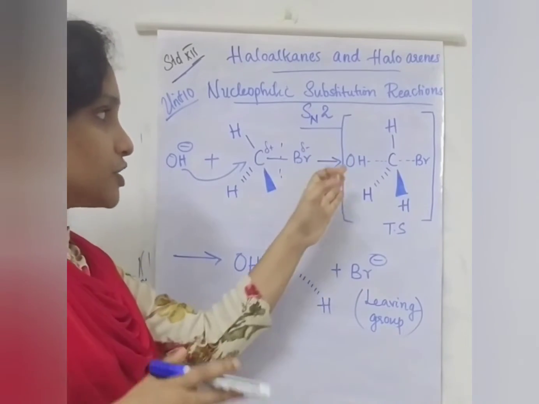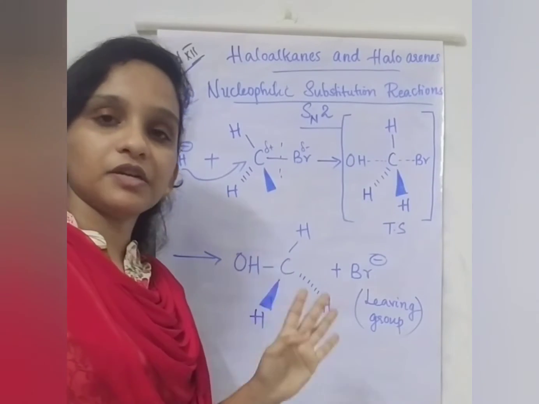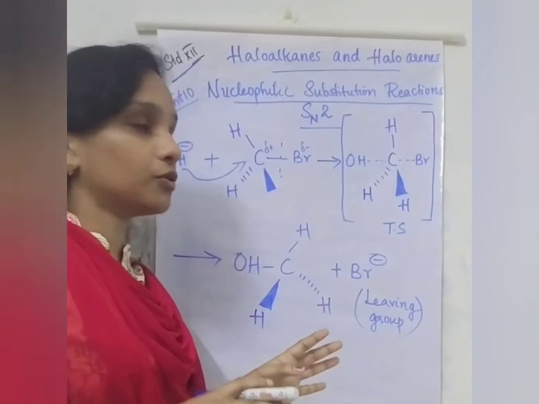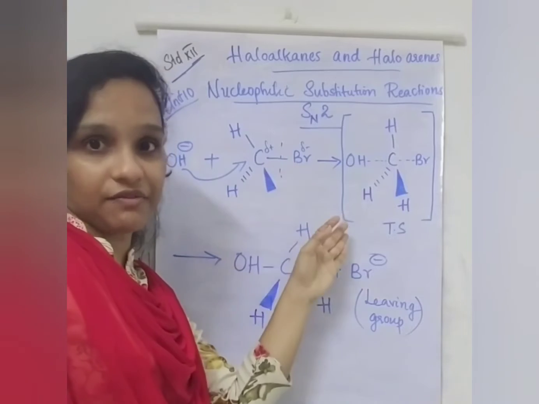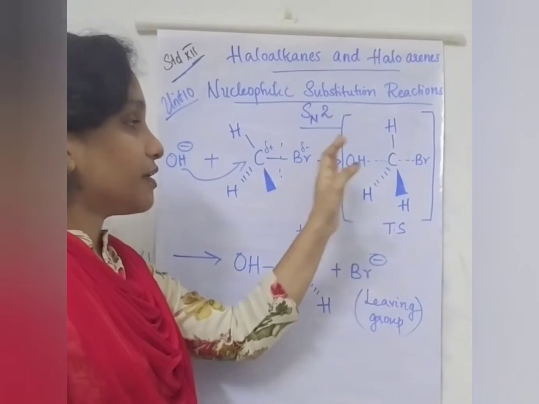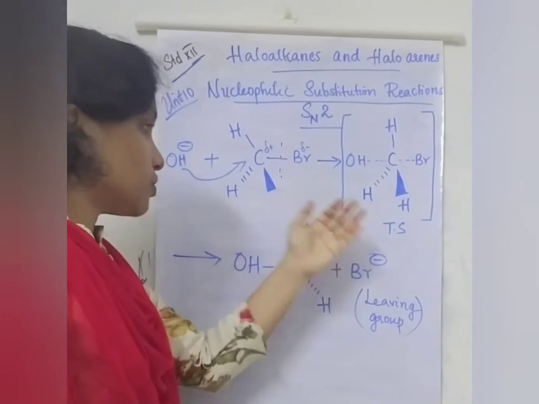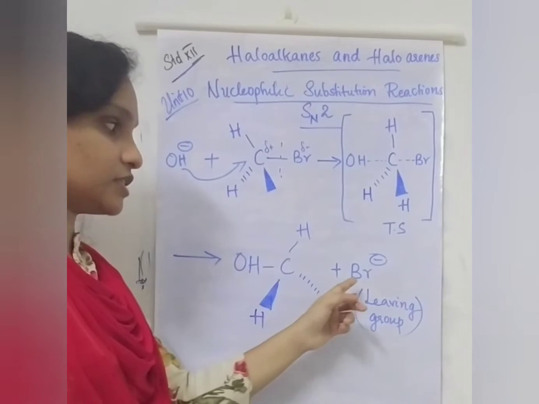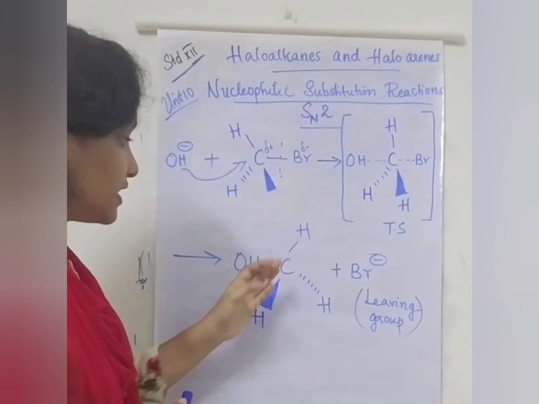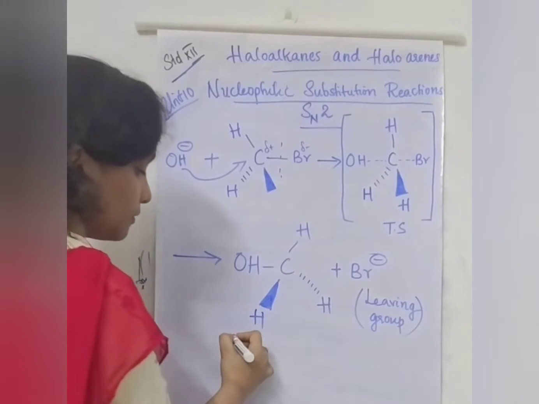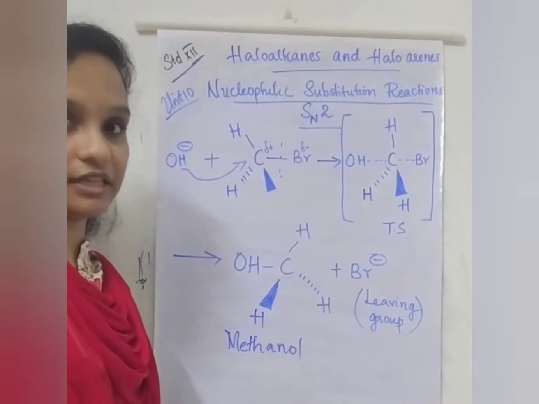And as we know, carbon is bonded to 5 atoms here: 1, 2, 3, 4, 5. Since carbon has only 4 valencies, it gets bonded to only 4 other atoms. But here carbon is bonded to 5 atoms and it forms a transition state. This structure is not stable. So what happens? Here comes the leaving group, that is Br minus, and here it forms the alcohol, CH3OH, that is methanol. And this Br minus is the leaving group.